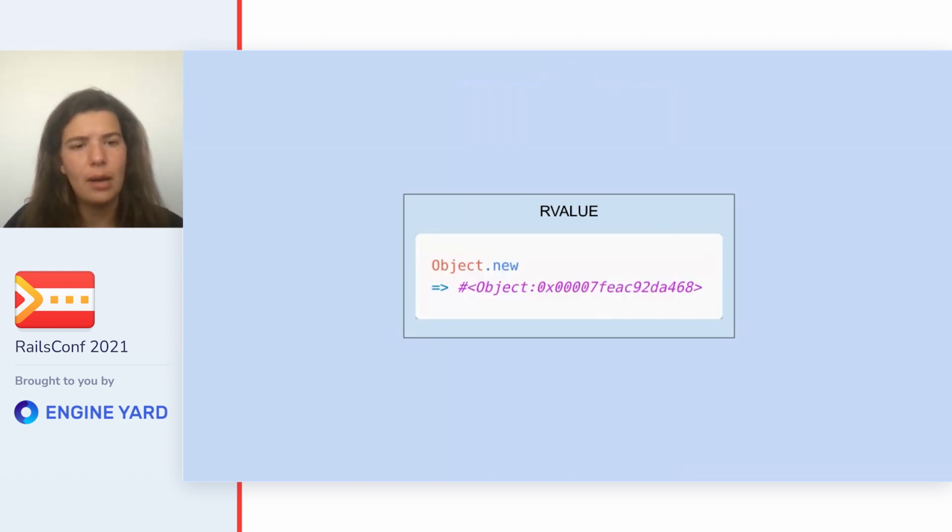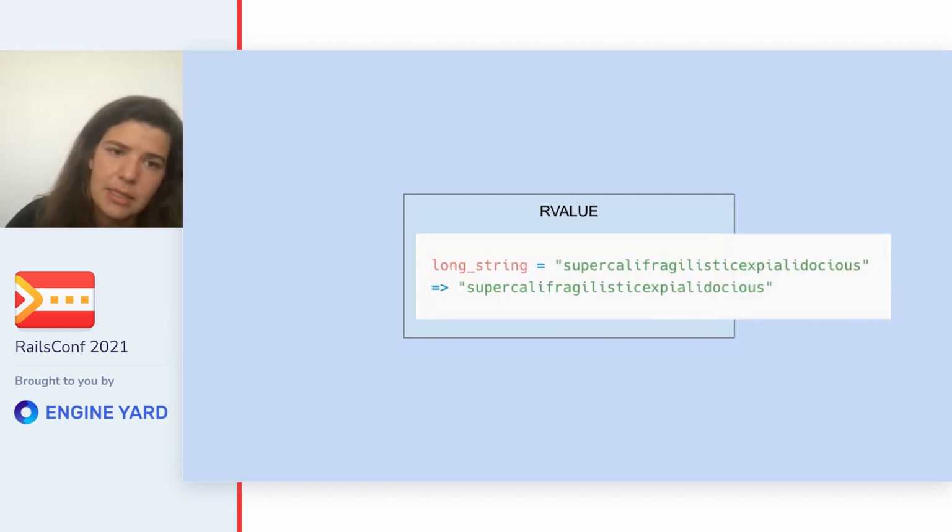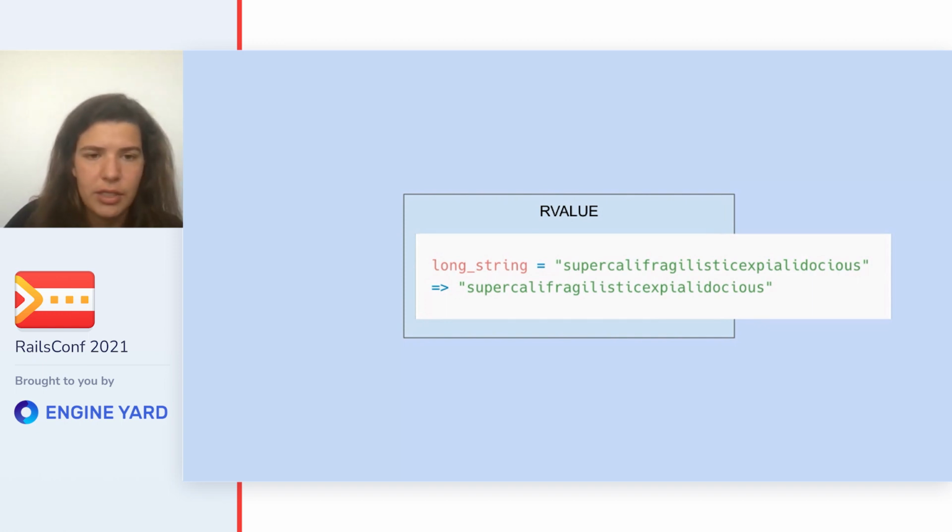So when we made our new object, we can think of it as existing within this R value. And those can be objects or any types of objects. And there are some cases like this long string. I just wanted to give myself a tongue twister to say. So, supercalifragilisticexpialidocious, which doesn't quite fit in the 40 bytes, right?